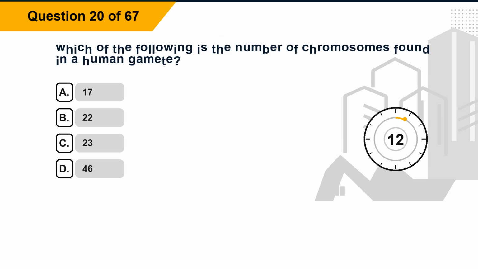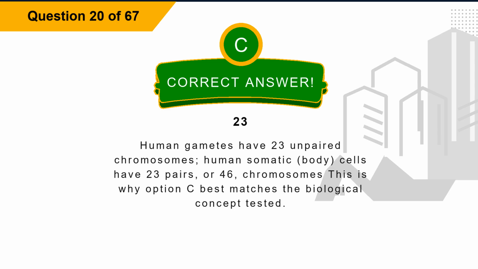Question 20. Which of the following is the number of chromosomes found in a human gamete? Option A, 17. Option B, 22. Option C, 23. Option D, 46. The correct answer is option C, 23. Explanation: Human gametes have 23 unpaired chromosomes. Human somatic body cells have 23 pairs, or 46 chromosomes. This is why option C best matches the biological concept tested.